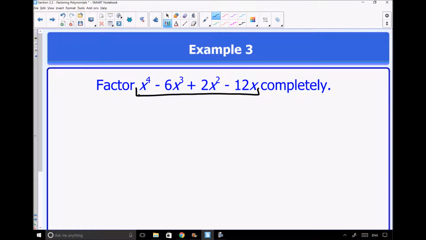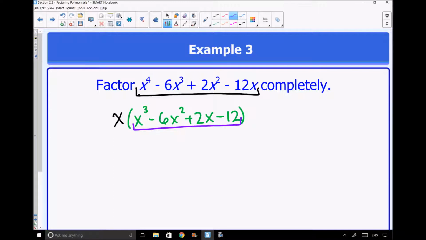So I'm going to see if I can factor this normally. The first question I always ask myself is, is there a GCF? And absolutely there is a GCF. My GCF is x. So I'm going to factor out an x, and once I factor out an x, I end up getting x cubed minus 6x squared plus 2x minus 12. Then I look at what's inside my brackets and ask, is this a difference of perfect squares? No, it's not, because it's not a binomial. Is it a trinomial I can factor? No, because it has 4 terms. So I'm going to see if I can factor this by grouping.